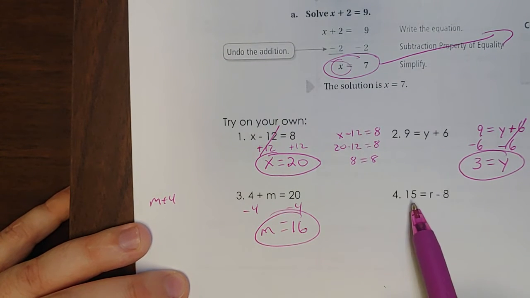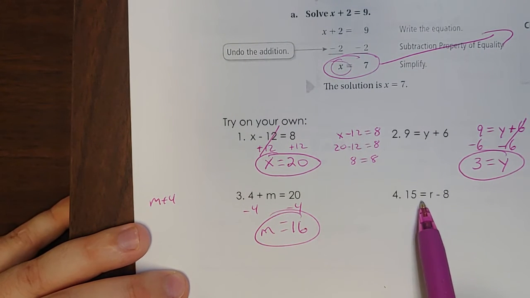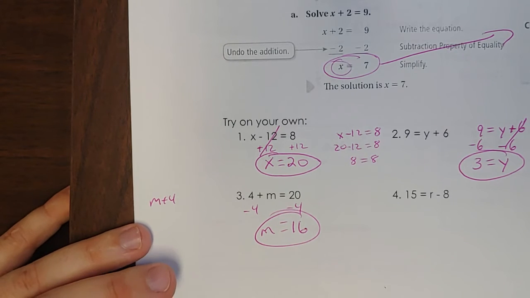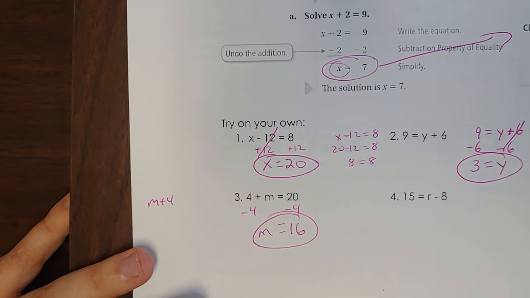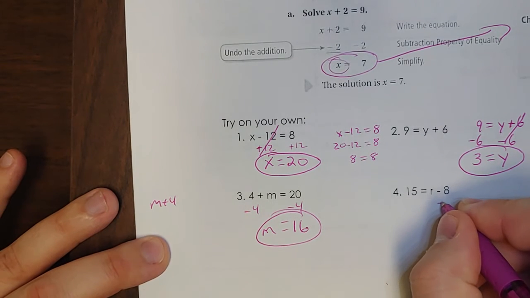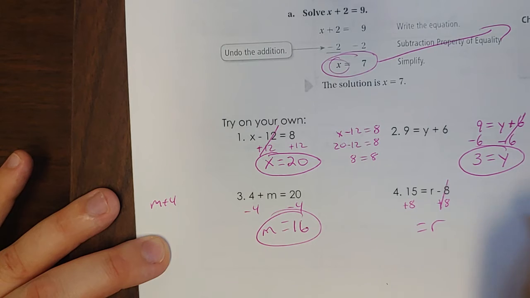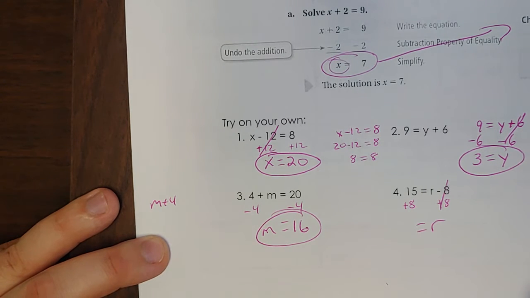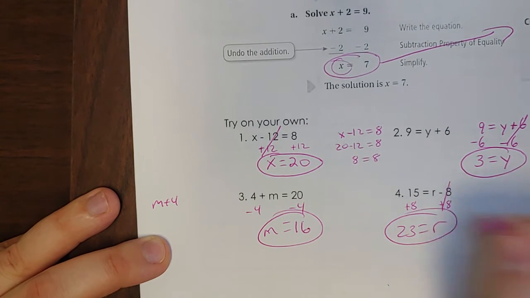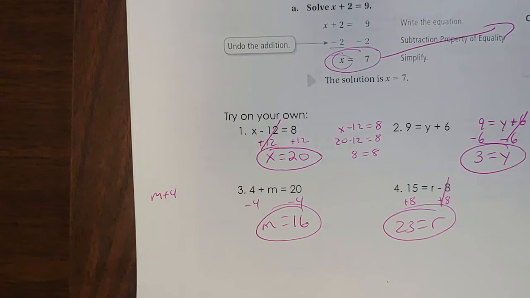This one right here, 4. 15 equals r minus 8. What is the inverse of minus 8? Plus 8. So we're going to add 8 to both sides. Okay, that marks out. So what's 15 plus 8? 23. Correct. All right, 23. Let's go ahead and flip our papers around to 147.